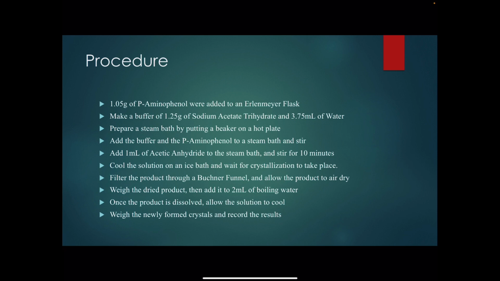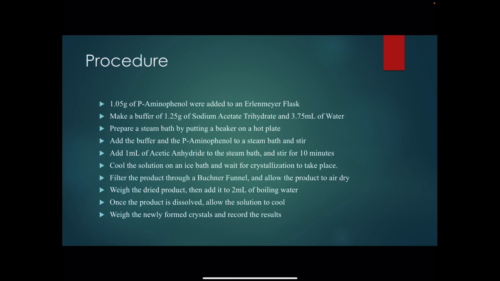Once that is good and hot, you're going to add 1 milliliter of acetic anhydride to the steam bath and stir for 10 minutes. Once you're done stirring for 10 minutes, you're going to cool the solution on an ice bath and wait for the crystallization to take place. Afterwards, you're going to filter the product once the crystals are formed. You're going to filter them through a Buchner funnel and allow the product to air dry.